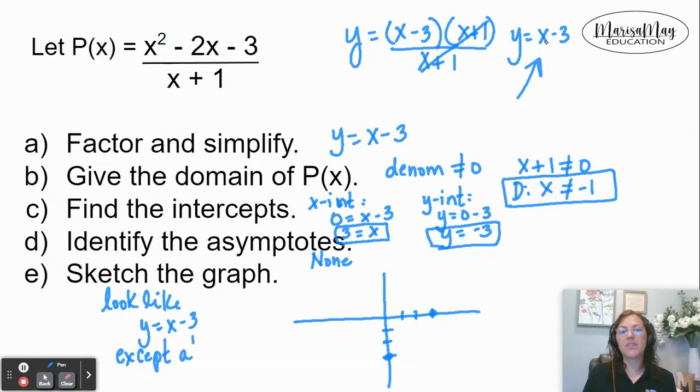So at negative 1, what do we have? We don't have an asymptote. We already said we don't have one. We have an open circle. So I'm going to draw y equals x minus 3. Looks something like this. But when I get to negative 1, I'm going to put a little open circle wherever the line would continue going. And that's what my graph's going to look like.